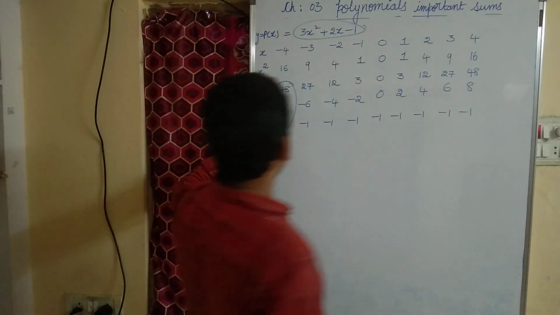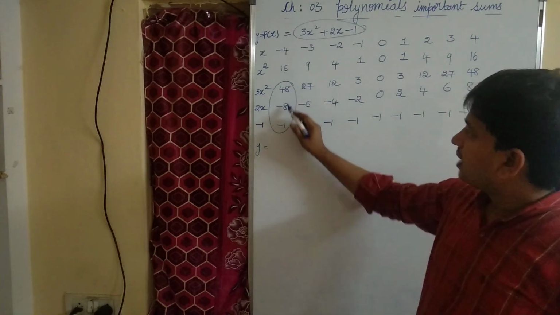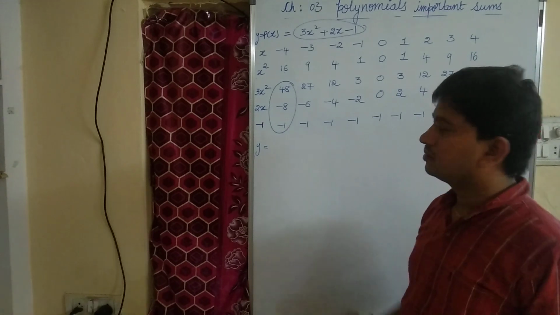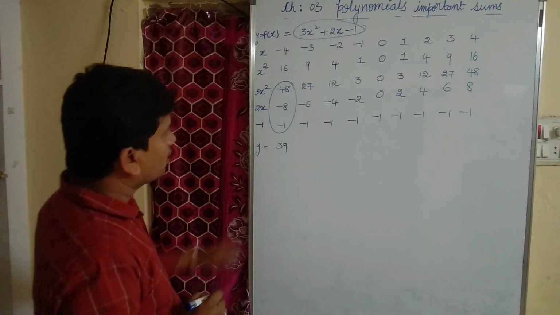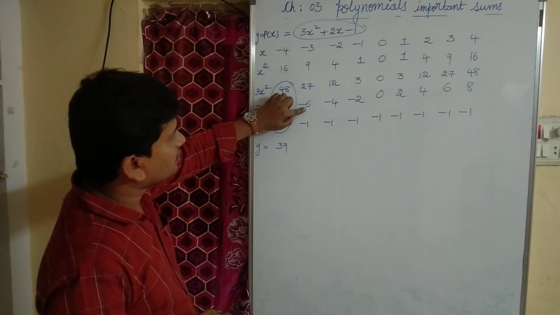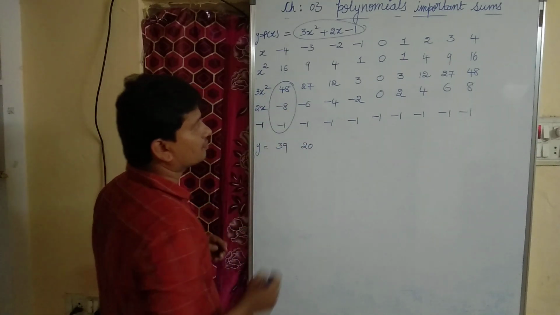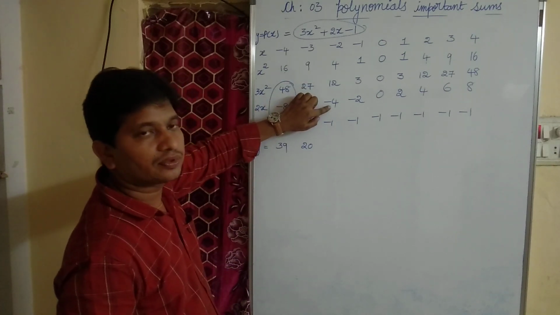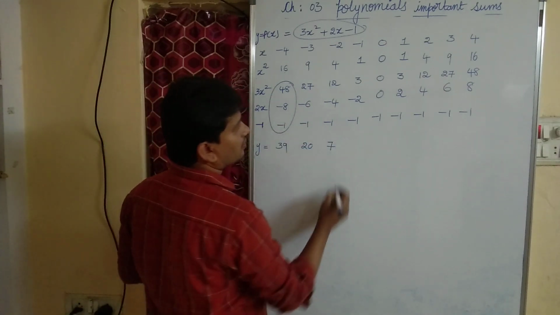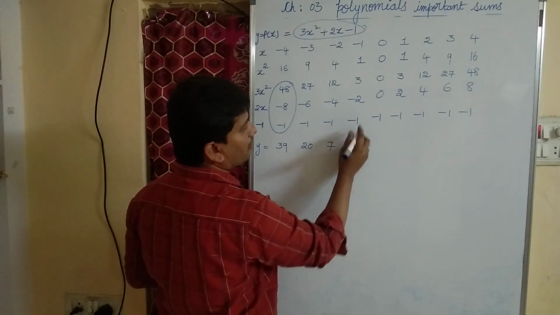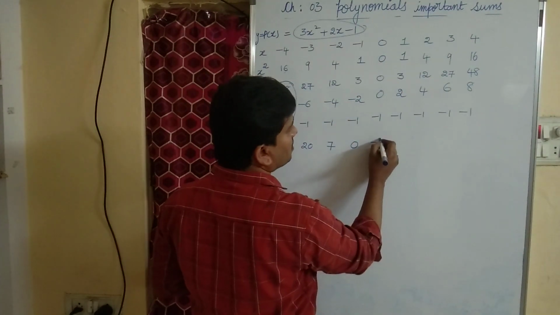So 48 minus 8, that is equal to 40. 40 minus 1 is 39. Okay. Then 27 minus 6, that is 21. 21 minus 1 is 20. 12 minus 4, 8. 8 minus 1, 7. 3 minus 2, 1. 1 minus 1, 0. 0 plus 0 is nothing but minus 1.